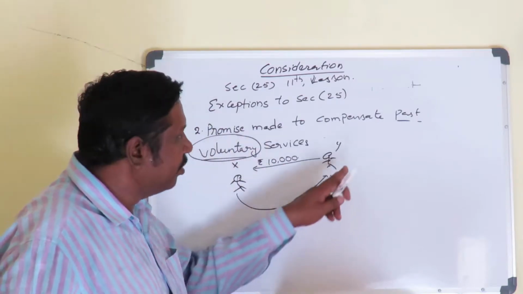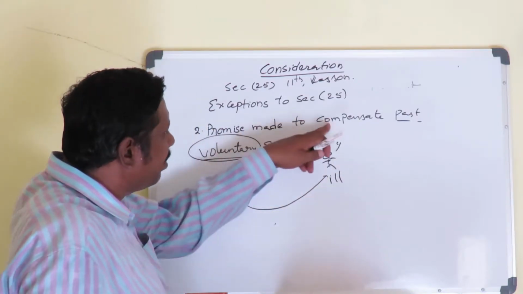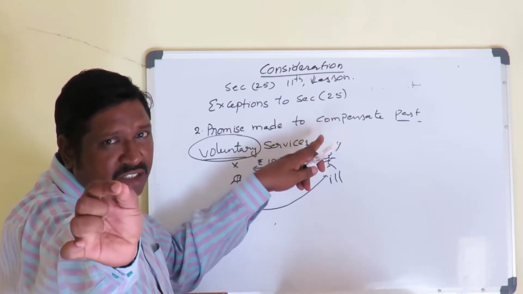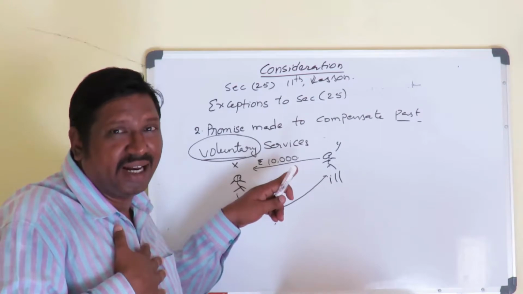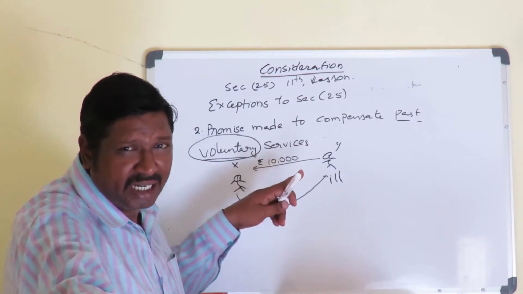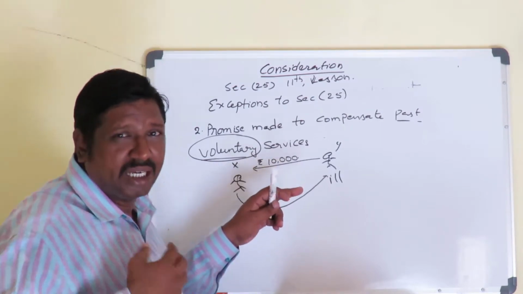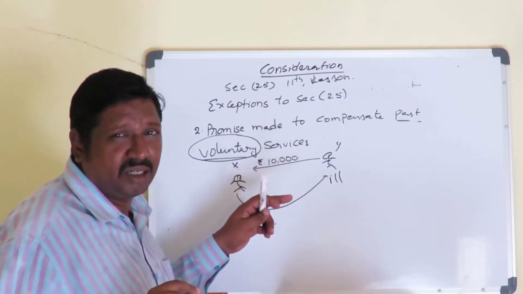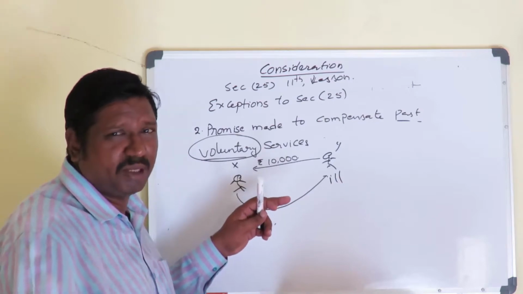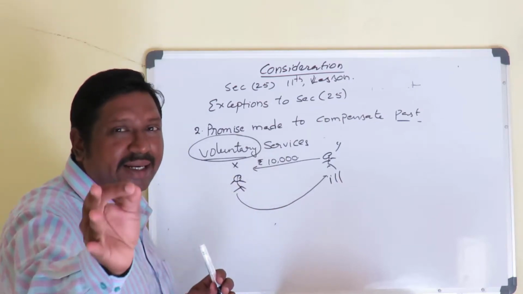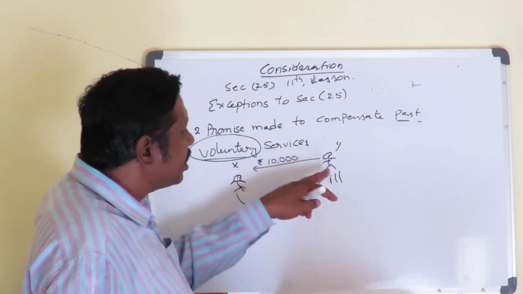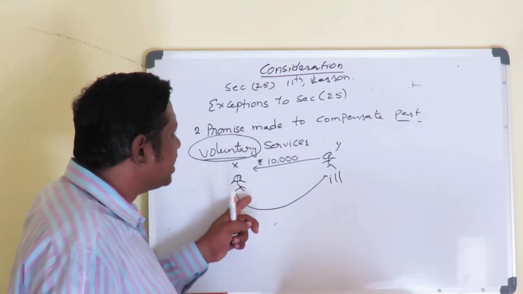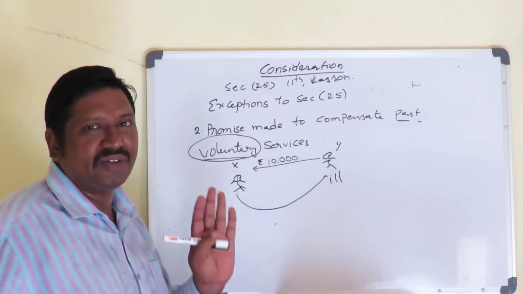But here, after being cured, why is Y promising to compensate? I will compensate your services because you hospitalized me. I am right now alive. Otherwise, I may have died. Because of you only, I am here. Hence, to help your daughter's study, marriage, or whatever it may be, I am going to give you 10,000 rupees. Now, Mr. Y promised to compensate X for past voluntary services.